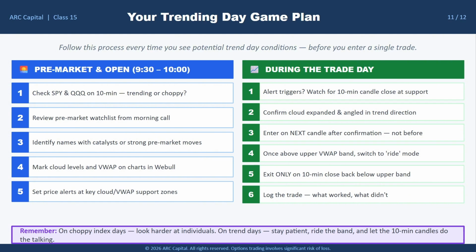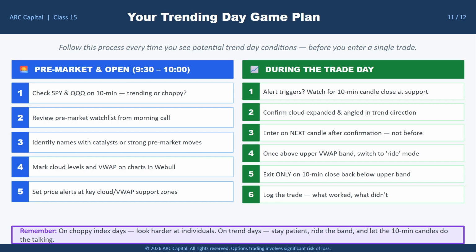But if you're going to be playing safely and you're really trying to compound on a smaller account like most beginners are, it's better to just wait for the candle close. Then 4, once above the upper VWAP band, switch to ride mode, right? You're going to start managing your position rather than worrying if you're going to get out, right? You're just sitting back. You already have the entry.